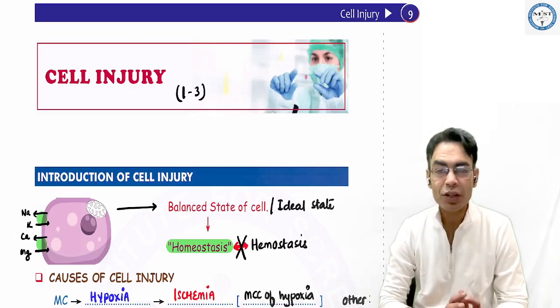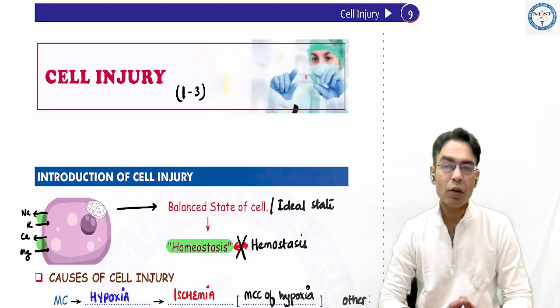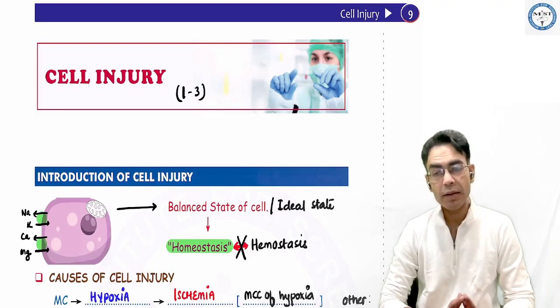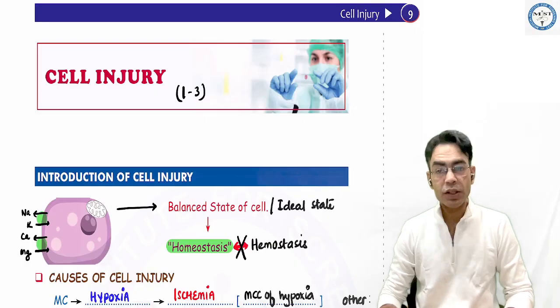So the first chapter for revision would be your cell injury. In the main exam, you can expect 1 to 3 questions. Now, the topics which came in this chapter the last time were apoptosis, calcification, and the irreversible injury.